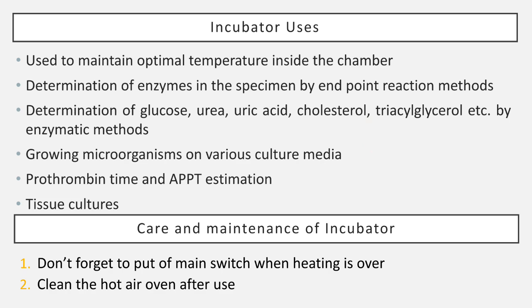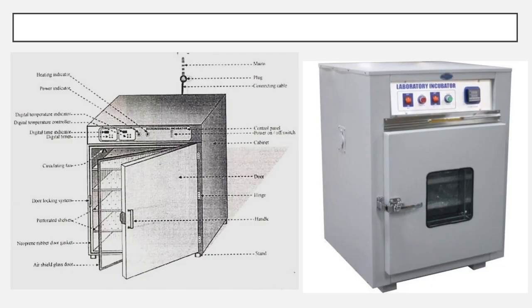So care and maintenance is the same as for the hot air oven: we should put off the main switch when heating is over and clean the incubator after use. So this is the diagram of the incubator. These diagrams should be drawn in your record, okay, along with labeling.